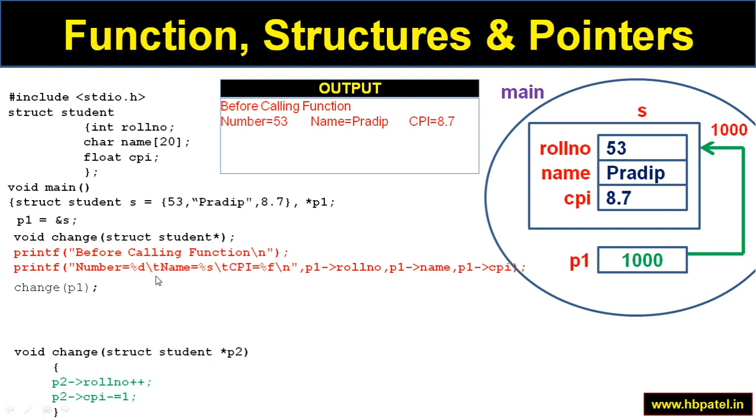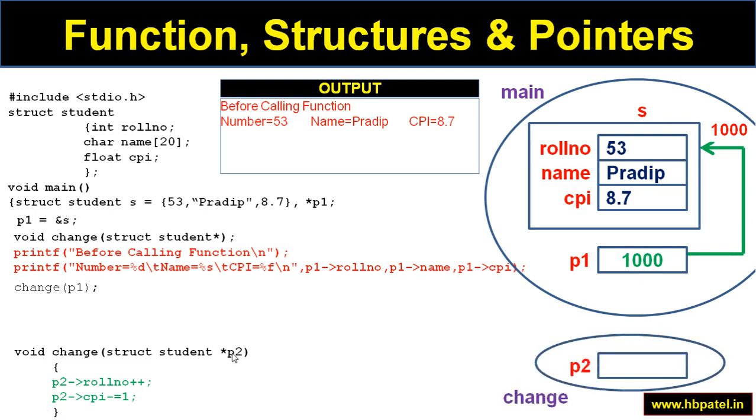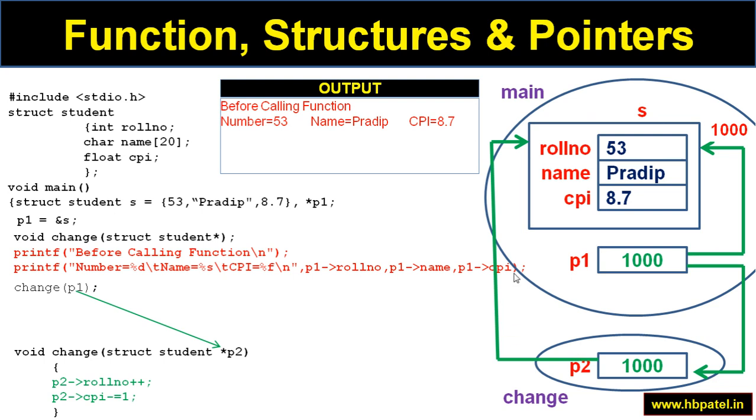So I'm throwing P1. P1 means the address 1000, and that is caught in P2. So now this is my change function with one local variable P2. This P1 is copied into P2. So now this 1000 is copied into this. So now P2 is also 1000. That means indirectly P2 is also pointing to S.